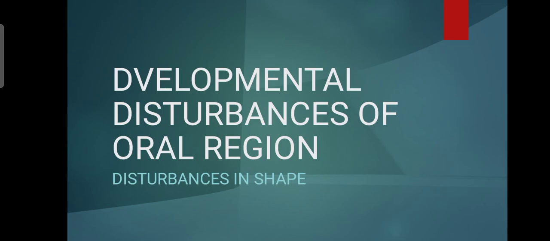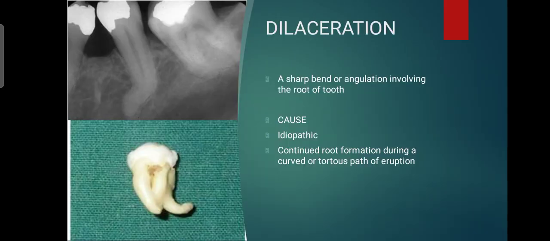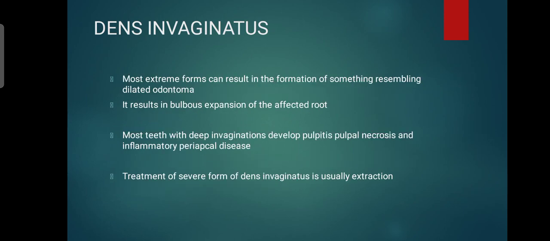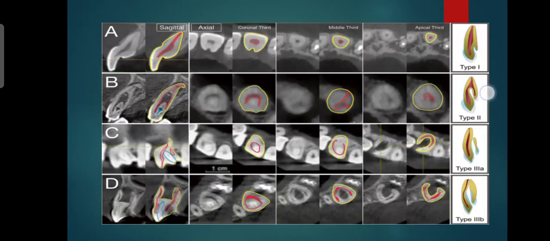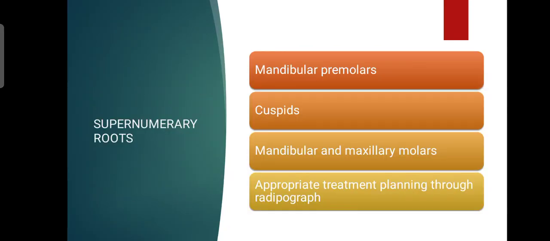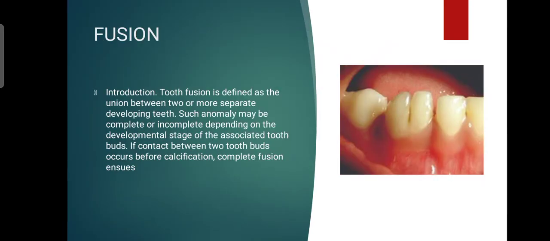We were discussing disturbances in shape, and we had completed dilaceration, dens invaginatus, dens evaginatus, and supernumerary cusp. Today, the topic which we are going to start is hypercementosis.